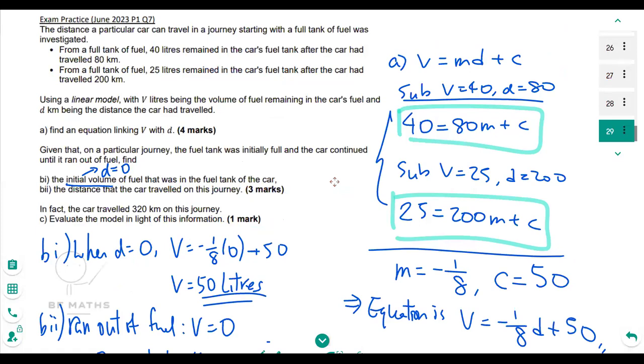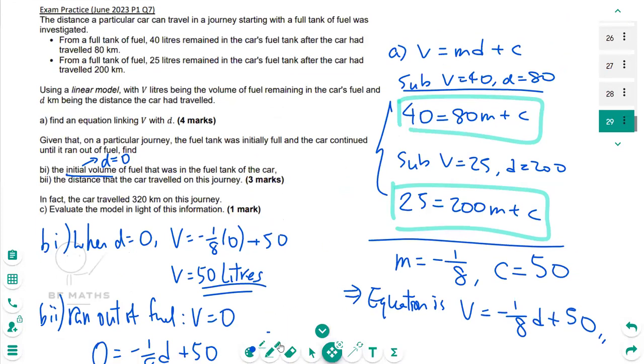So this is the final answer. Okay, so first of all, we know we can set the equation V equals MD plus C because y equals mx plus c. So y is V, your x is D. Okay, so V equals MD plus C. So in the first line here, 40 liters, that's V, and 80 kilometers, that's D. So when V equals 40, D equals 80, we make an equation. So 40 equals 80M plus C. The same thing in here, 25 liters is V, and this one is D. So we sub it in, we get two equations, simultaneous equations, put them in the calculator, get M equals -1/8 and C equals 50. If you got this wrong, okay, you can pause the video and have a go at the rest of the question from now on.